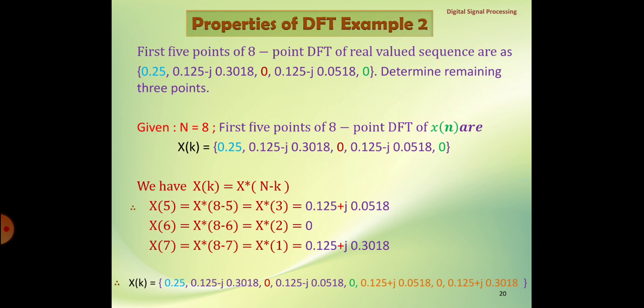X of 6 equal to X conjugate of 8 minus 6, that is equal to X conjugate of 2, that is equal to 0. X of 7 is equal to X conjugate of 8 minus 7, that is equal to X conjugate of 1, which is equal to 0.125 plus j 0.3018. What we did, we just changed the sign of the imaginary term. So finally X of k is given as 0.25, 0.125 minus j 0.3018, 0, 0.125 minus j 0.0518, 0, 0.125 plus j 0.0518, 0, 0.125 plus j 0.3018.